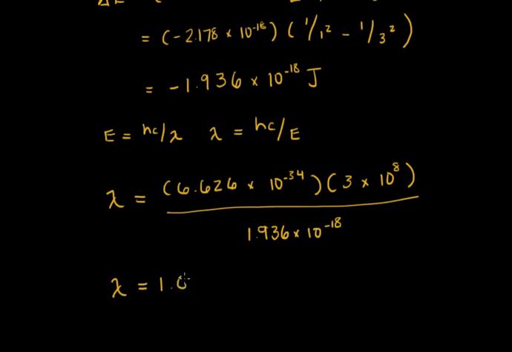Lambda to two significant figures is 1.02 times 10 to the negative 7 meters. And if we want to look at this in terms of nanometers, because a lot of times we deal with wavelengths of light in nanometers, we're just going to multiply this by 10 to the 9, and we're going to get 102 nanometers. So that is the wavelength of light produced when an electron drops from n equals 3 to n equals 1 in the Bohr model.